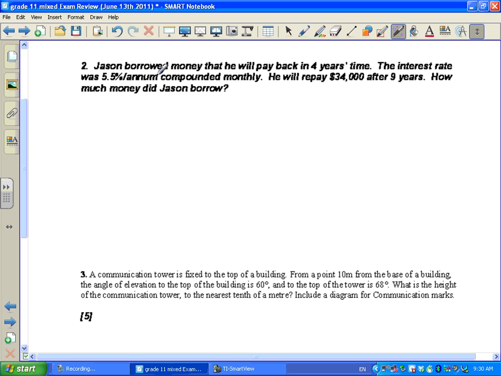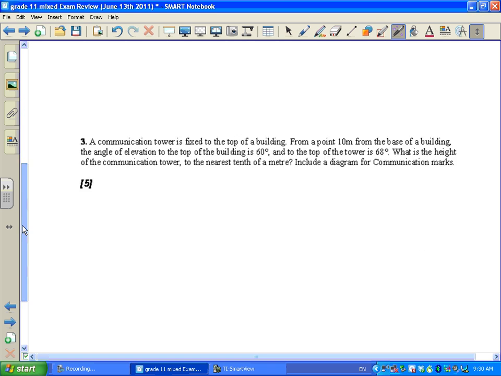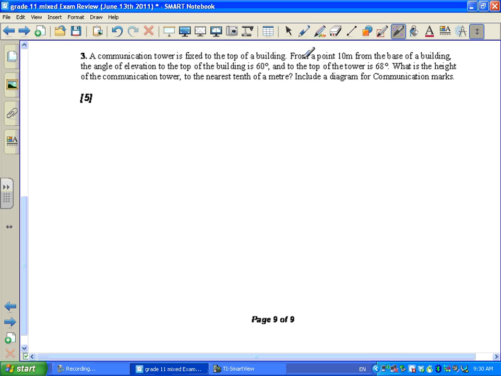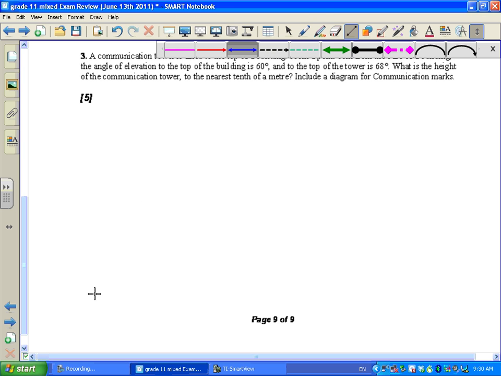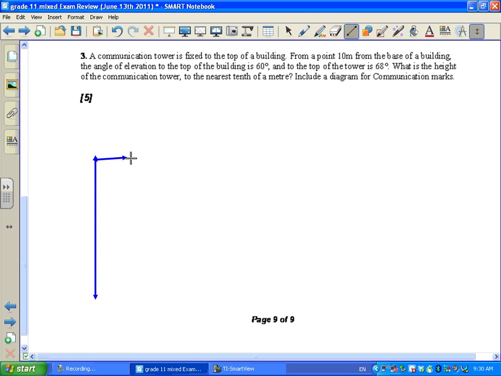Question 2 is financial math. Don't have to worry about it. Very last question. A communication tower is fixed to the top of a building. So let's do our building. This is from our Chapter 5 test. Sir, is the building leaning or is it straight? It's not leaning.